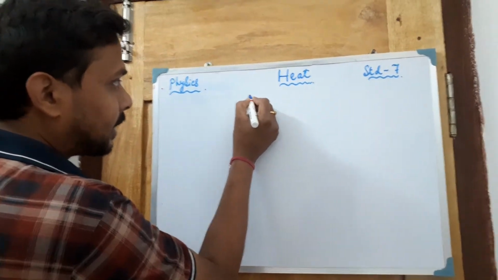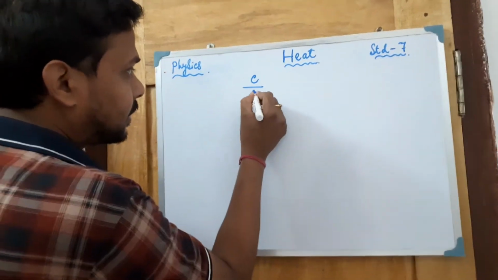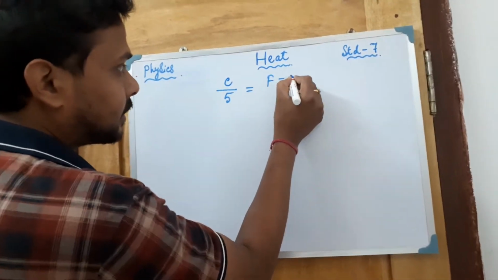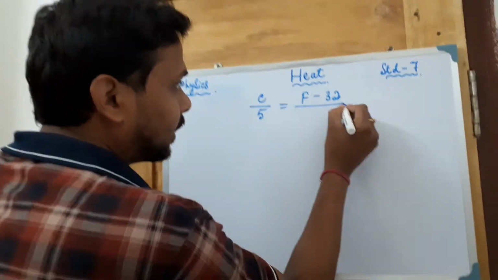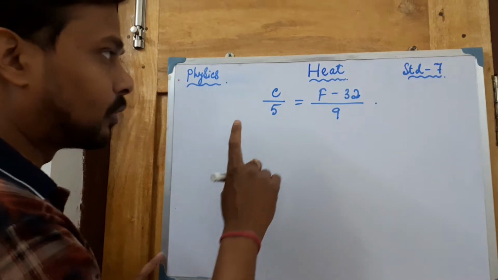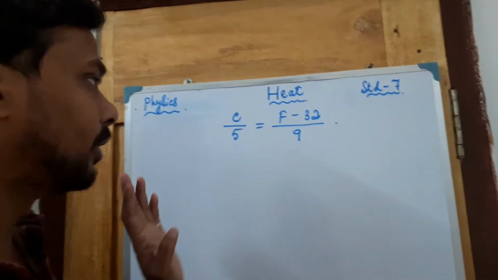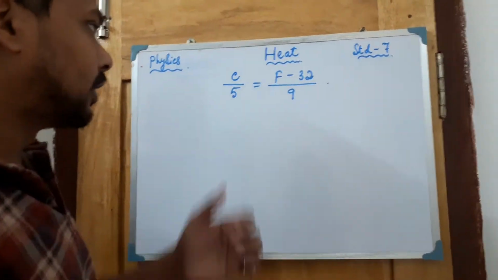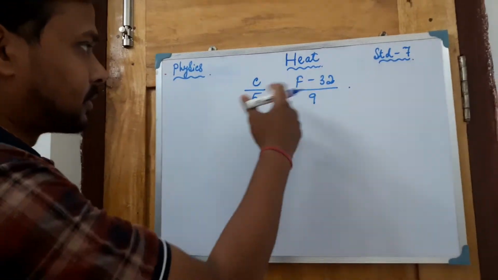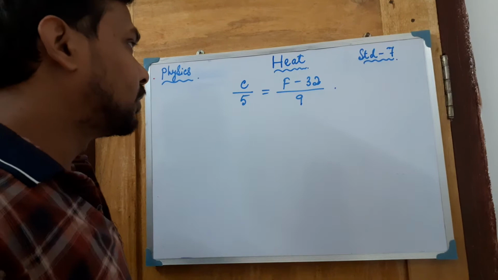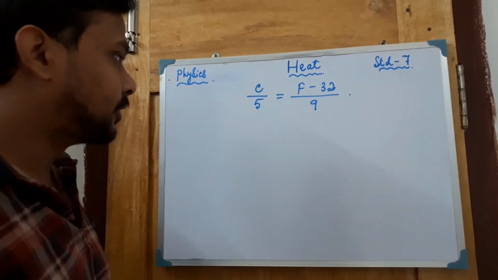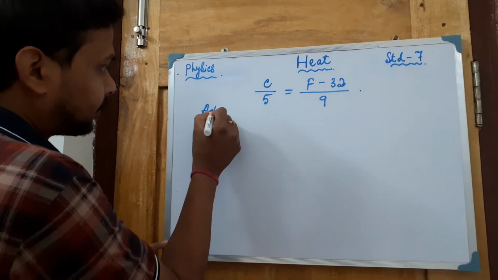So the formula is C by 5 is equal to F minus 32 divided by 9. This is the formula. So what numericals will come? Simple numericals will come in the exam. One value will be given to you, and the rest you have to calculate with the help of this formula.